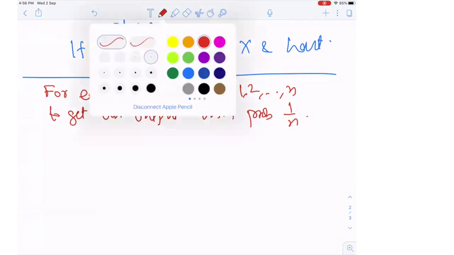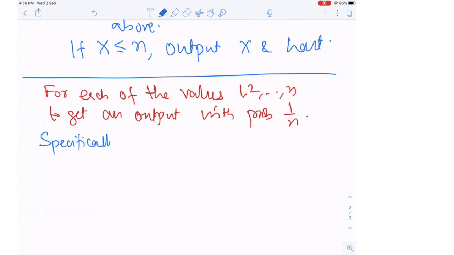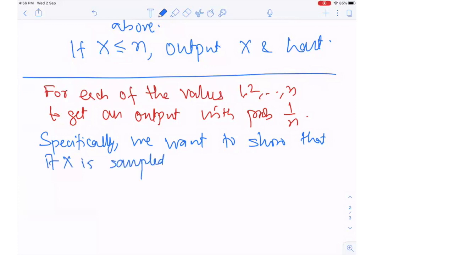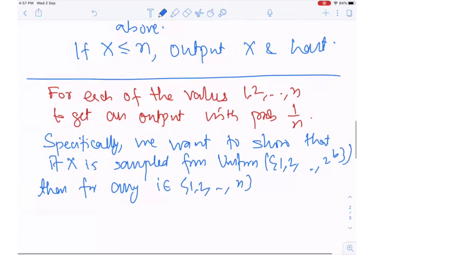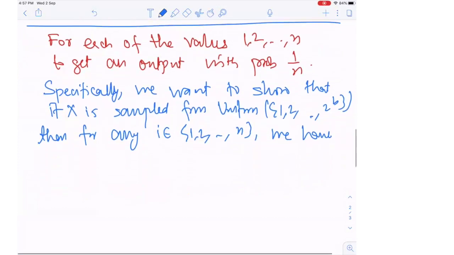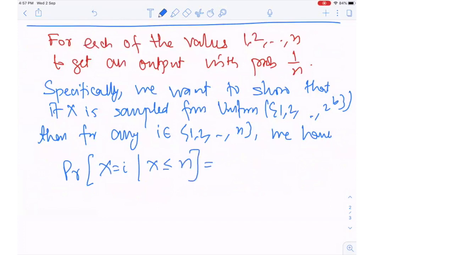So specifically, what we want to show is that if x is sampled from uniform 1 to 2 power b, then for any I in 1 to n, we have the probability that x equals I, given that x is less than or equal to n, is 1 over n. So this is what we want to show. Okay, and how will the proof go?